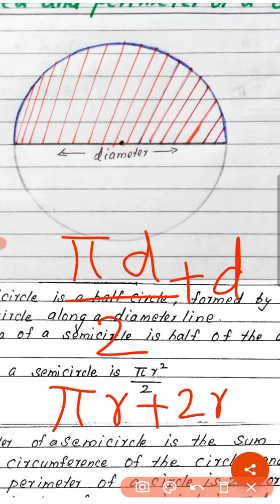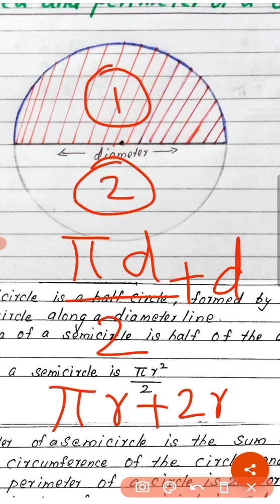So, children, the diameter of a circle divides the circle into two halves such that they are equal in area. These two halves are referred to as the semicircles. The area of a semicircle is half of the area of a circle. As the area of a circle is pi r square, then area of a semicircle is pi r square by 2.